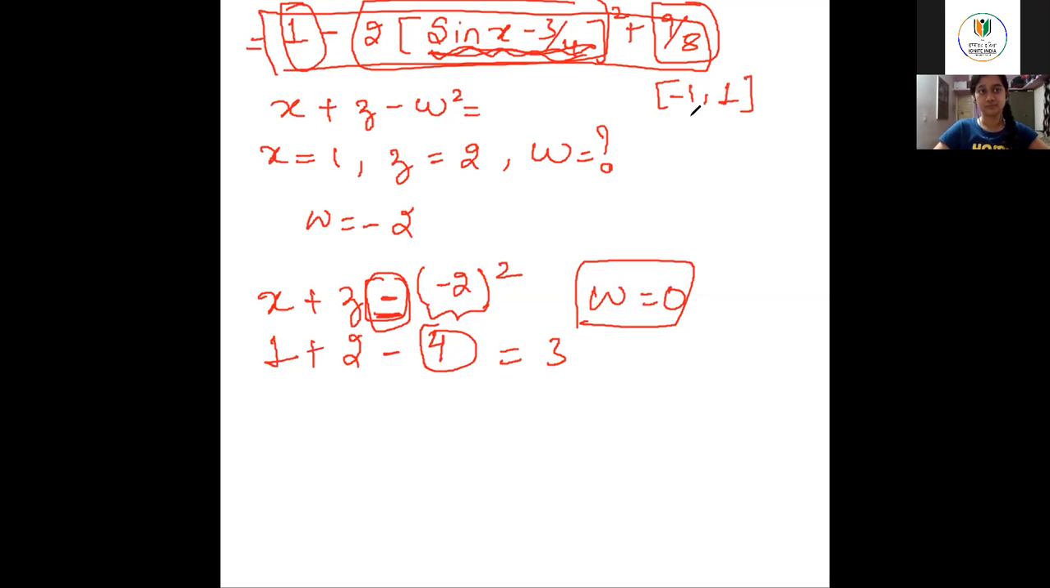What is the range of sin x? Minus 1 to 1. So 3 by 4 is somewhere in this range. Sin x can be 3 by 4. That's why it can be 0 here. So your maximum value would be 1 plus 9 by 8. Understood for the maximum value? Yes, ma'am. Okay.